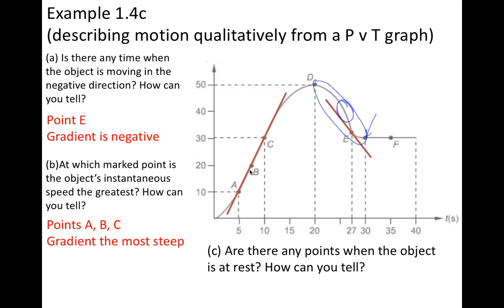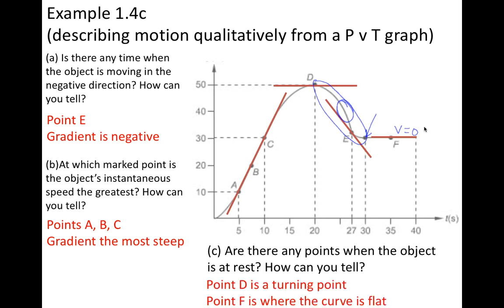Part C asks, are there any points where the object is at rest? How can you tell? Well, an object is at rest at a turning point and when the graph is flat. So at point F, the graph is flat, and so that indicates that the velocity is 0 at point F. And we can also drop a tangent line at point D. Point D is a turning point, and so the velocity is 0 at that point as well.